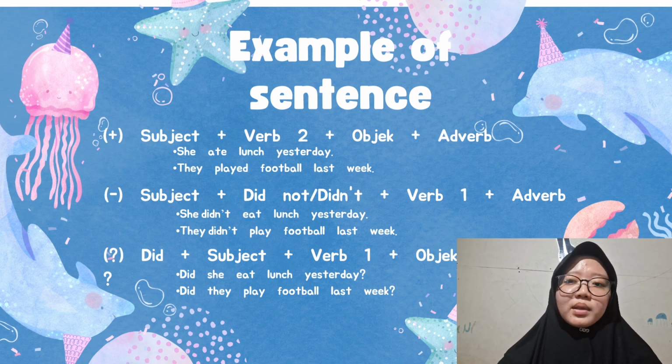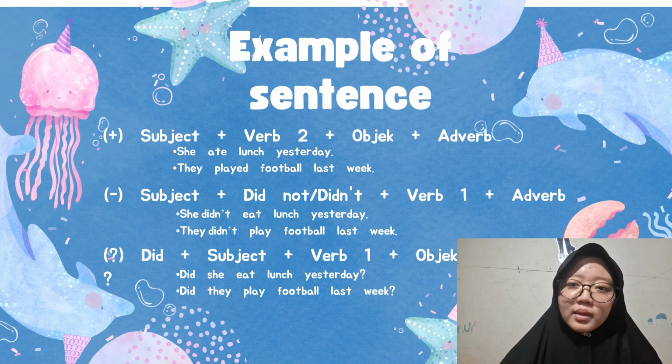The second example is, they didn't play football last week. They is the subject, didn't is the auxiliary verb, and play is the base form of the verb. Football is the object, and last week functions as the adverb of time.